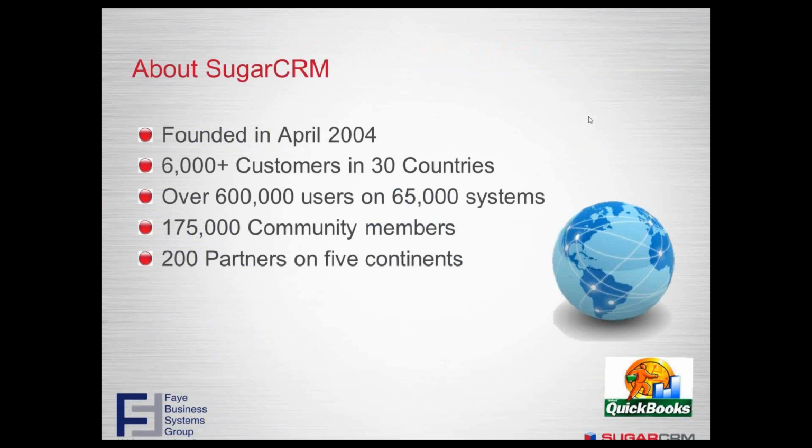Sugar themselves is the fastest growing CRM software company in the world. They were founded in April 2004, with 6,000 plus customers all over the world. That translates to more than 600,000 users. There's more than 200 partners on 5 continents. Sugar is a global solution and is growing quite quickly, as we mentioned.